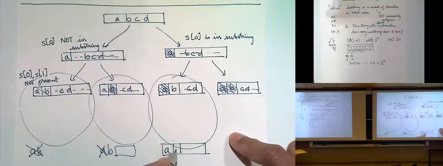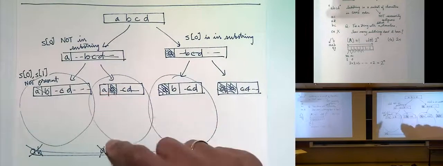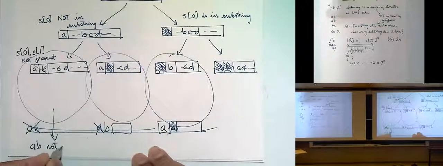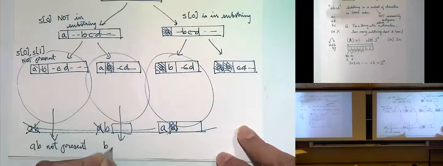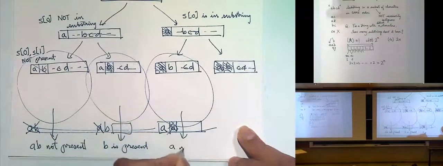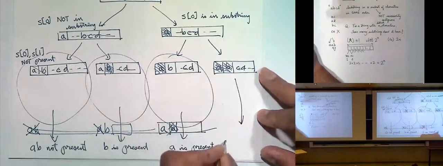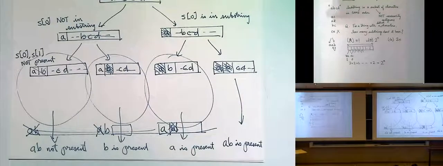A is present, B is not, sorry, let me redraw my pictures. In the substrings here, AB is not present. In the substrings here, B is present. Here, A is present. And here, AB is present. That make sense? Right, so you have all these possible patterns.